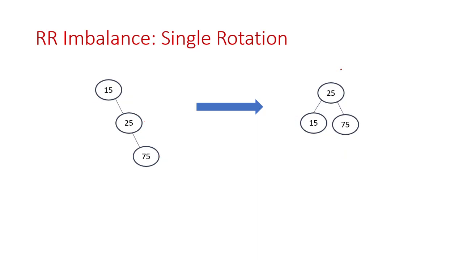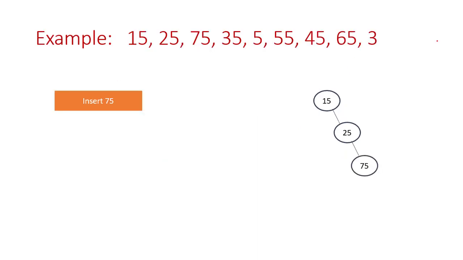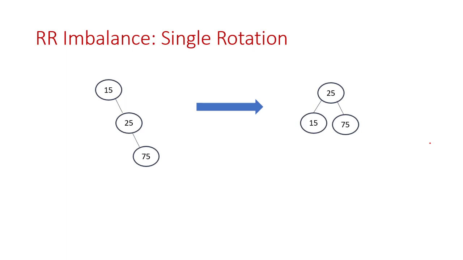In this case, when the tree is imbalanced, I am applying the suitable rotation to make the tree balanced. Now this is the output tree. Now in this we have to insert one more node.